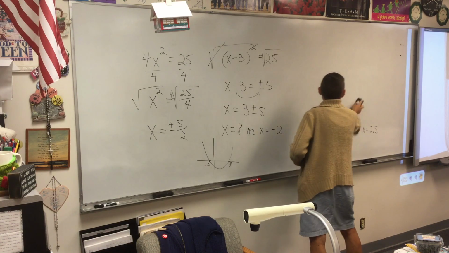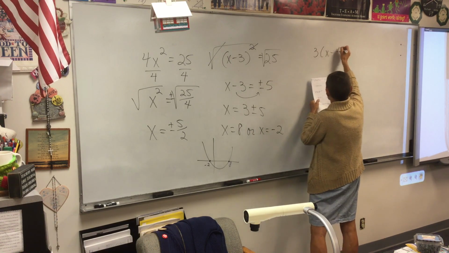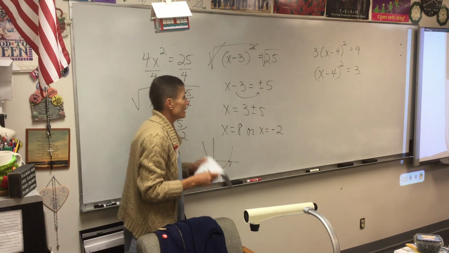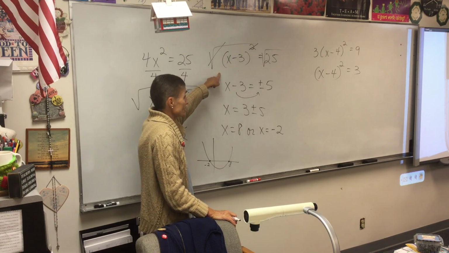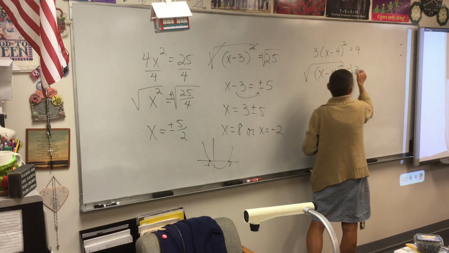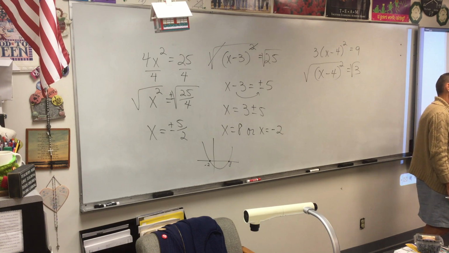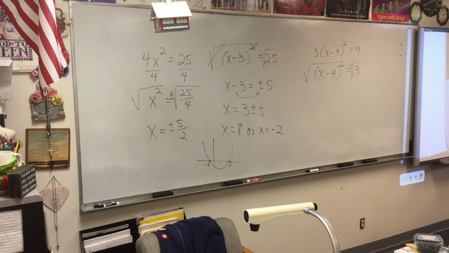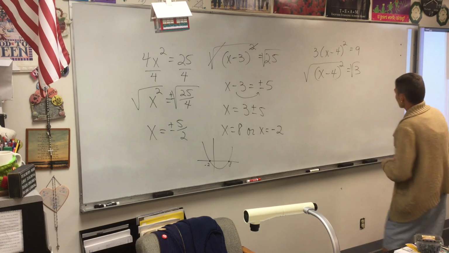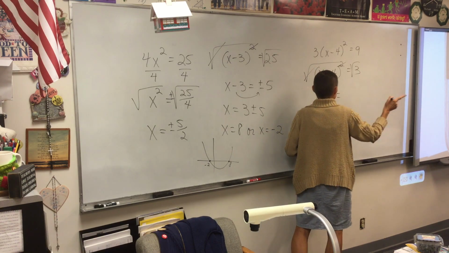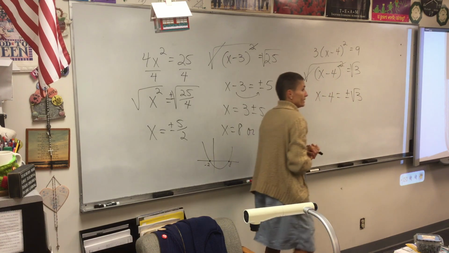What are we going to do first in problem C? Divide by 3. Very good. Whoever said that, you are on target. Good job. Now, once we've divided by 3, then it looks just like this one. So we'll just take the square root of both sides. I've taken the square root of both sides. These go away, so x minus 4 equals plus or minus the square root of 3.